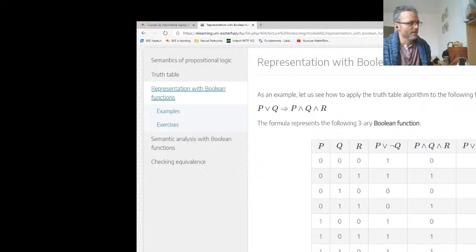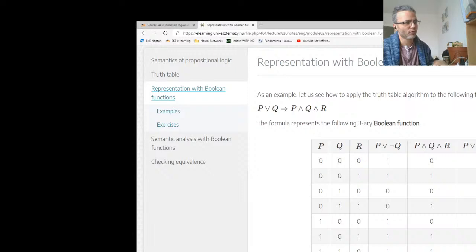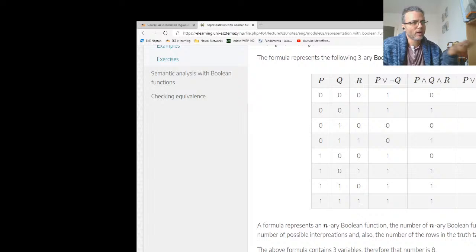The next property is called satisfiability. A formula is satisfiable if it can be true in at least one interpretation. So if you look at this formula, it is surely a satisfiable formula, because in at least one interpretation it's true. Now, in six interpretations it is true, but the main fact here is that there is at least one interpretation where the formula evaluates to true. So this is a satisfiable formula, but not a logical law.